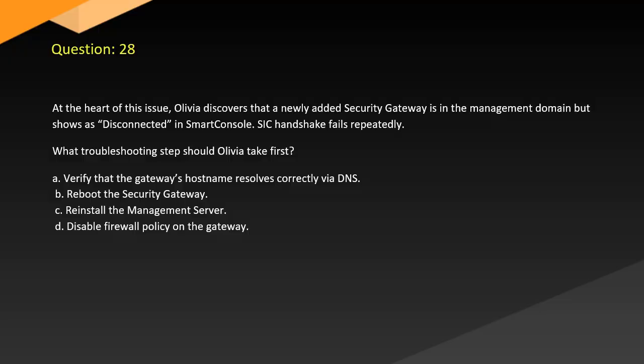Question 28. At the heart of this issue, Olivia discovers that a newly added security gateway is in the management domain, but shows as disconnected within SmartConsole. The SIC handshake fails repeatedly. What troubleshooting steps should Olivia take first?